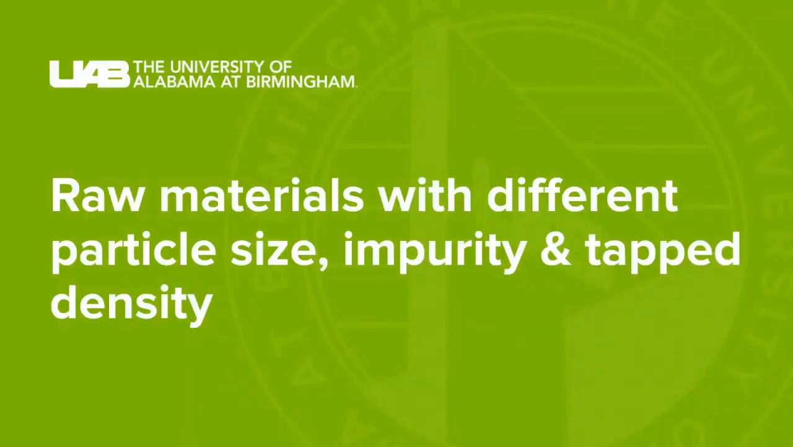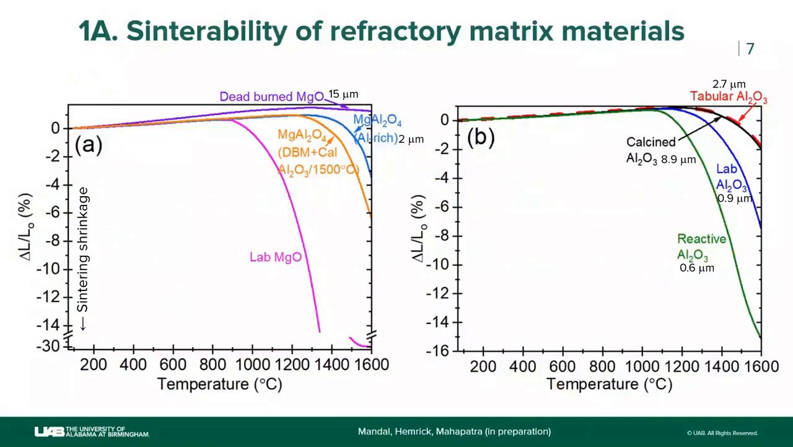Now, coming back to the raw materials thing. We get raw materials with different particle size, impurity content, and tap density. So this is the first example. What you see here is that, first off, this is tabular alumina fines, and then calcined alumina, and then this is some alumina from the lab, and this is reactive alumina. You see that there is a clear difference in the sintering temperature of these 3 materials. And obviously the lower particle size sinters faster.